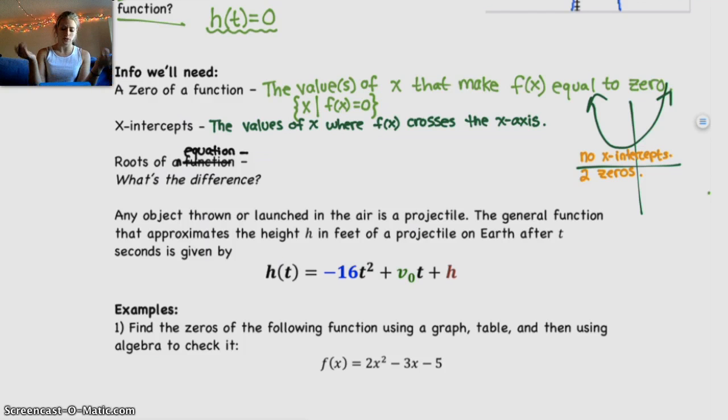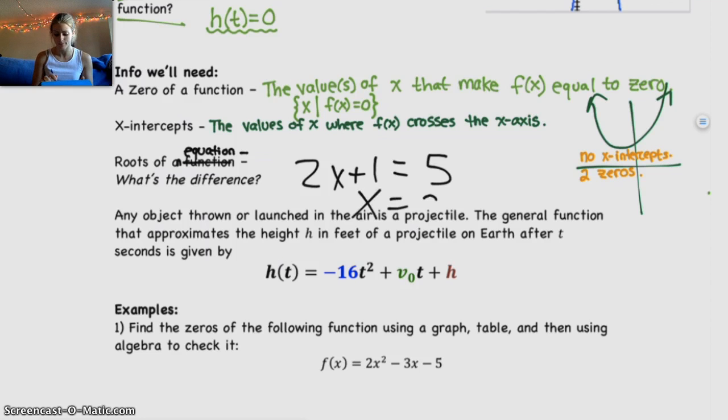So like I could give you 2x plus 1 equals 5, and you'd solve for x, and you get x equals 2, and the root of the equation, which is the same thing as the solution, is 2, right? Because that's the value that makes the equation true.